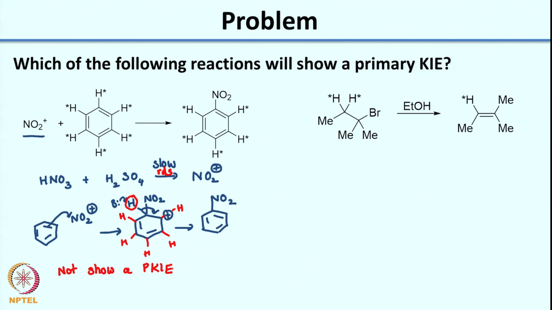Remember, all the steps that take place after the rate determining step do not influence the rate constant much which is observed for a particular reaction. So since the CH bond breaks after the rate determining step, it will not show a primary kinetic isotope effect. Although in the product you see the CH bond broken, since that happens after the rate determining step, no primary kinetic isotope effect is observed. Now let's look at the other reaction.